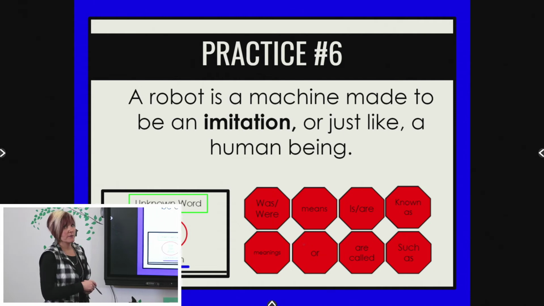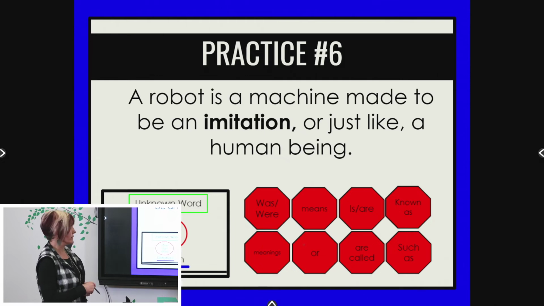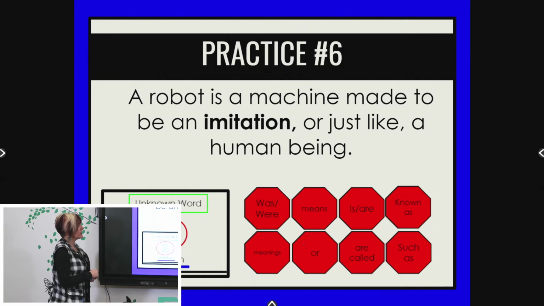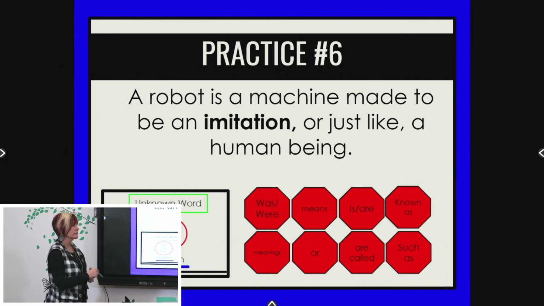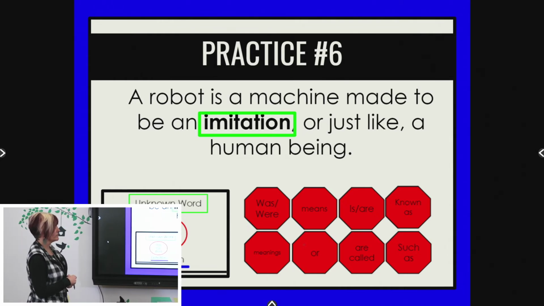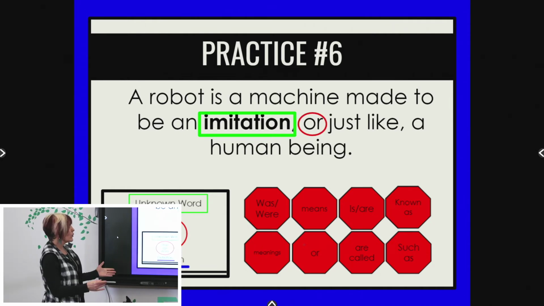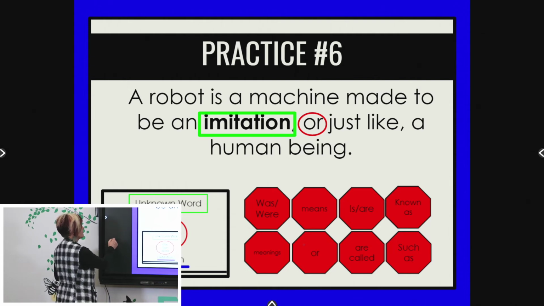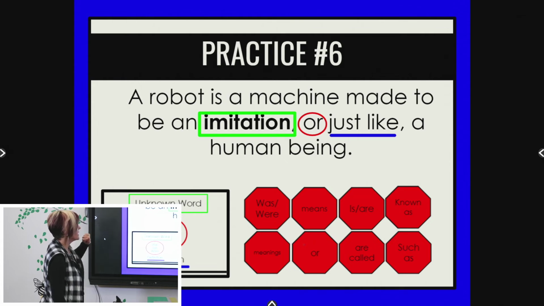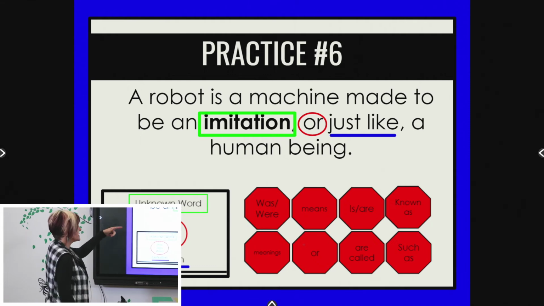Practice number 6. A robot is a machine made to be an imitation, or just like a human being. So what is our unknown word? Right? Imitation. What is our stop sign word? Excellent job again. Or, and what does imitation mean? You're right, just like. So a robot is a machine that is made to be just like a human being. Makes sense. We can take that imitation out.